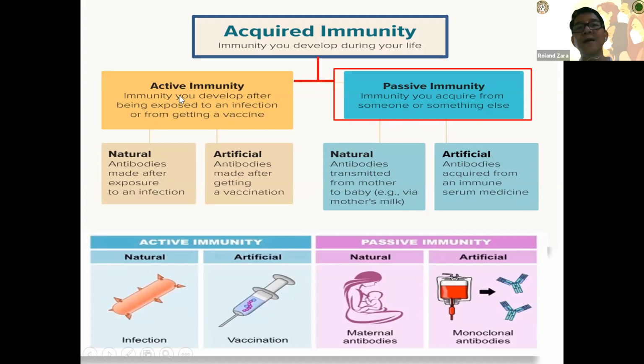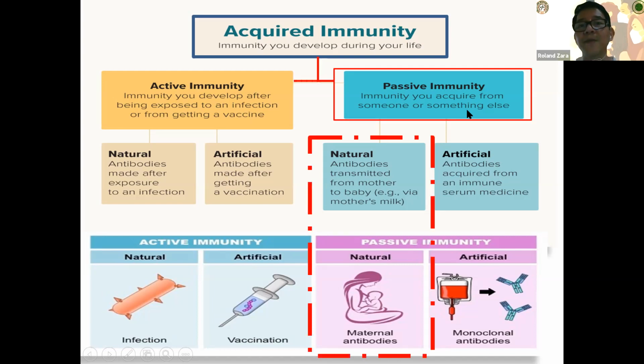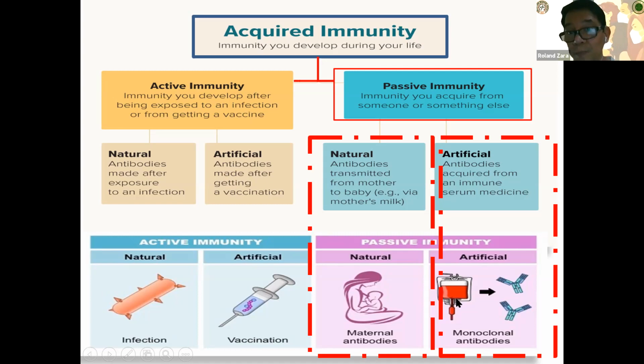Passive immunity can be acquired from someone or something else, like natural passive immunity, which is the transfer of antibody from mother to fetus, like breastfeeding and placental transfer of IgG. Artificial passive immunity is the giving of immunoglobulin, plasma, or monoclonal antibodies, like the convalescent plasma given to COVID patients.